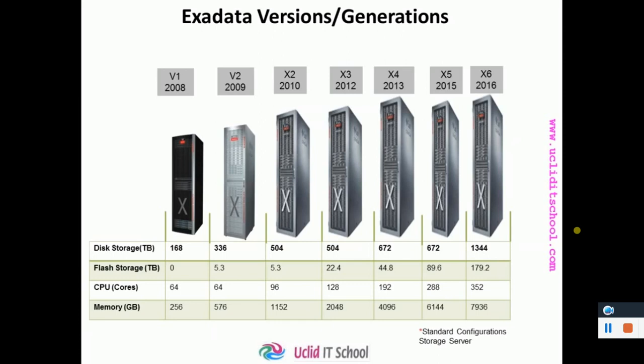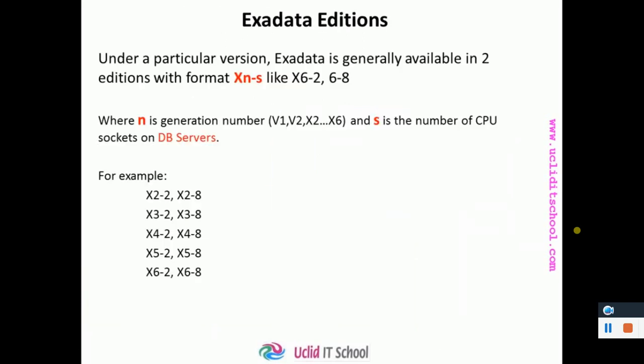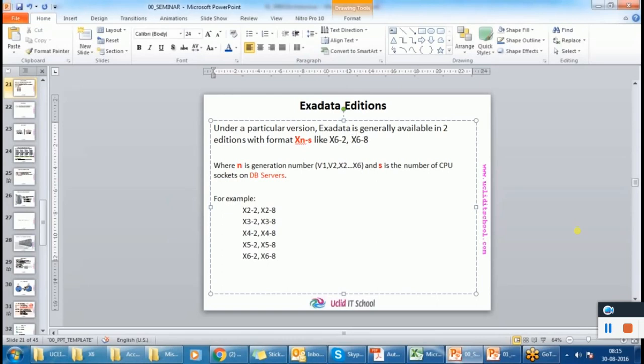So this is something about Exadata versions, also called generations. Now, there is another concept called editions, Exadata editions. Under a particular version, Exadata is generally available in two editions. Suppose you take the latest version X6. Under X6, you have two editions, X6-2 and X6-8, like this. So these are called editions.